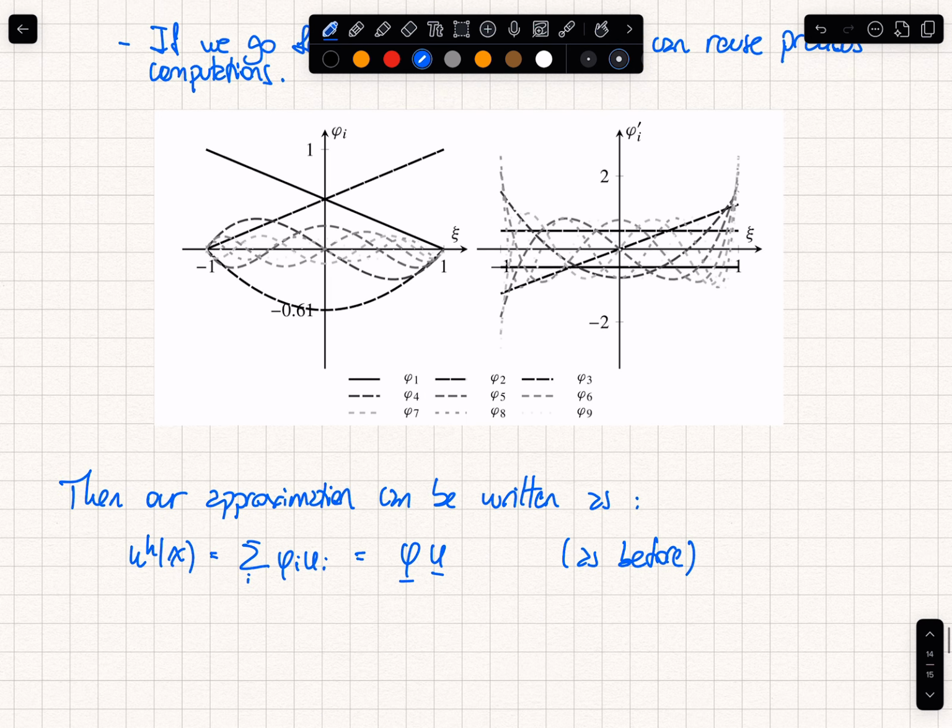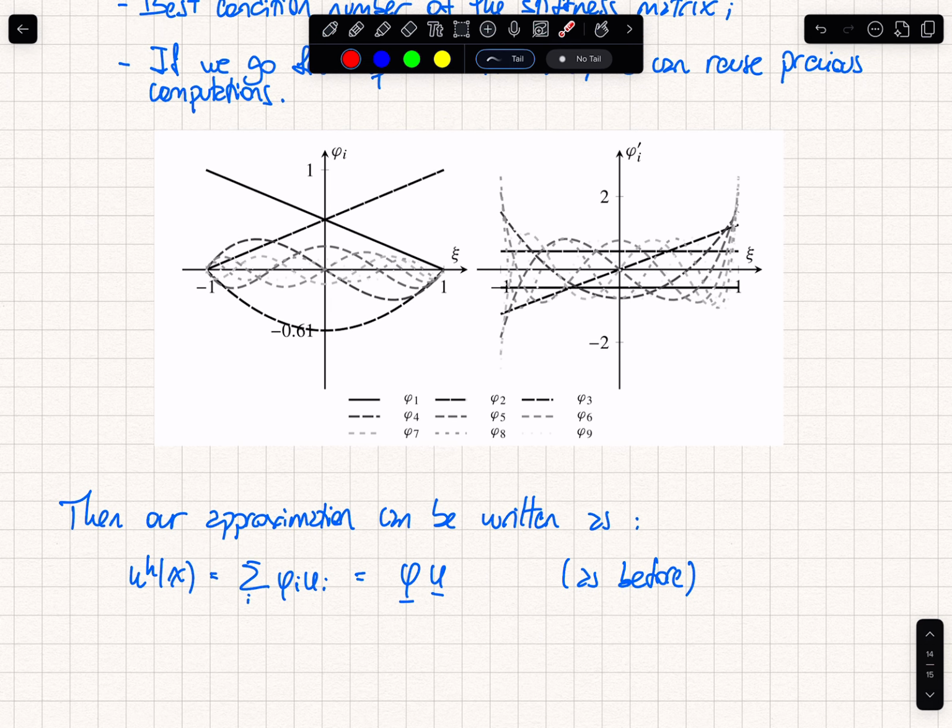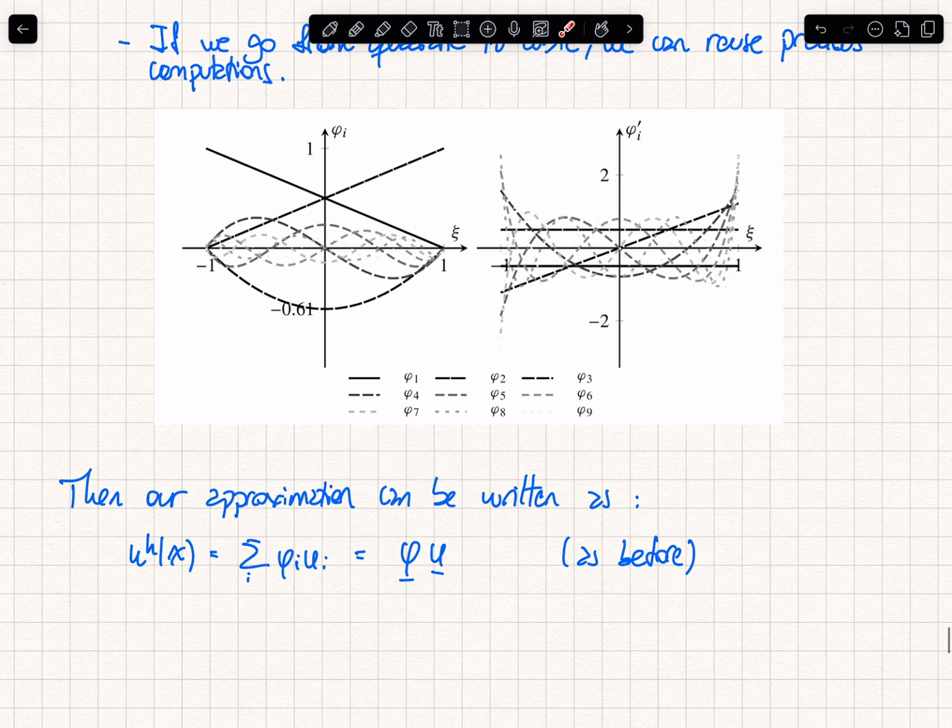Now, I want you also to pay attention to something that we're going to discuss a little bit more later. Notice that my linear functions, as we said, are the same as those of h-FEM, but every other function that is higher order basically vanishes at those points. They are exactly zero. In 1D, they are exactly zero at the endpoints of the element.